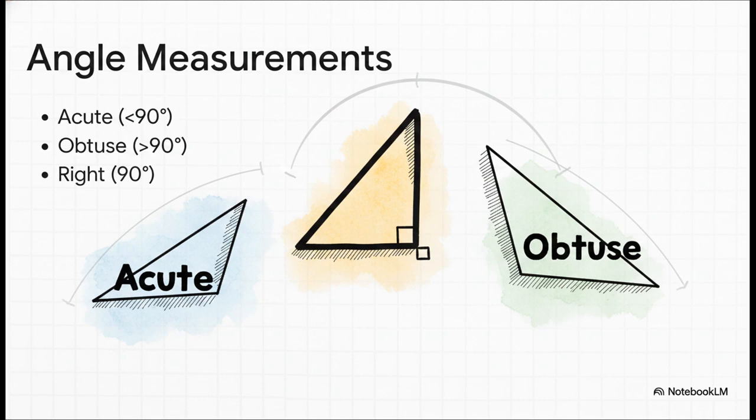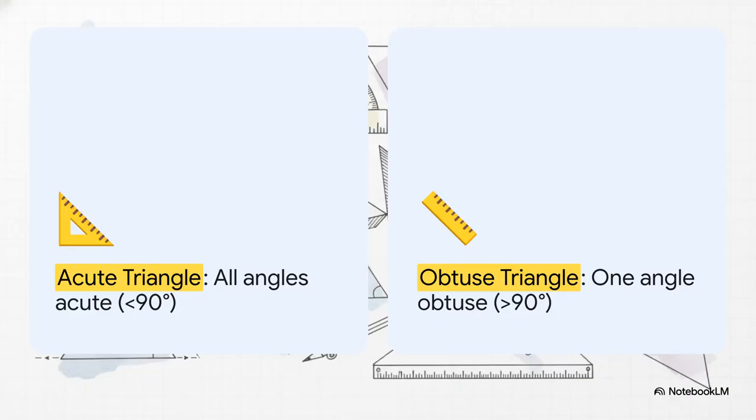As our source breaks it down, acute means less than 90 degrees, obtuse means greater than 90 degrees, and right means exactly 90 degrees. Honestly, if you can just remember that 90-degree anchor, this entire second lens of classification totally unlocks for you. Let's see how this actually plays out. Let's start by starkly contrasting the 2 extremes. On one hand, we've got the acute triangle. The source makes a really specific point here. For a triangle to be acute, all of its angles must be acute. That means every single interior angle is less than 90 degrees.